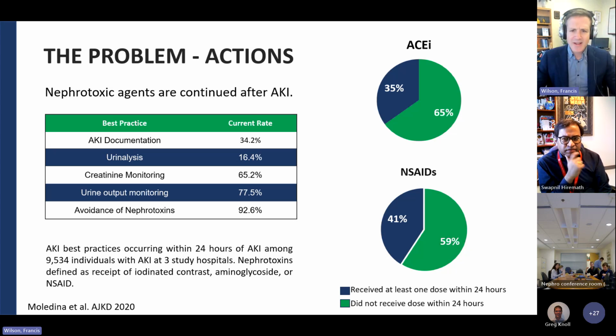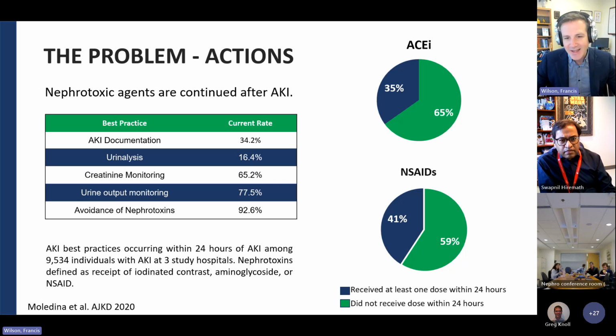And then one of the things that got us more concerned is if you look at, for example, the NSAIDs pie chart. What this shows you is we identified people who were on NSAIDs when the AKI developed. And we just asked the question, what percent of these people got at least 1 more dose of NSAID within the following 24 hours after the doubling of creatinine? That's a dose that most of us would say you probably shouldn't have gotten. And it was a significant proportion, 41%.